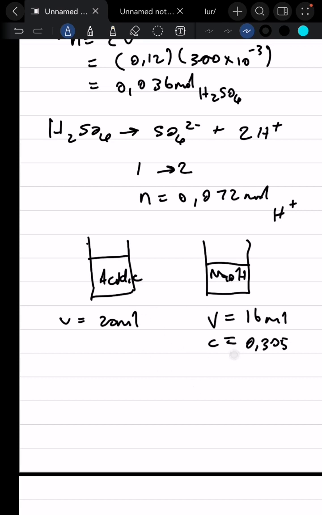So I can calculate the number of moles. The number of moles is concentration times volume. The concentration is 0.305. The volume is 16 divided by 1,000, that would be 0.016.